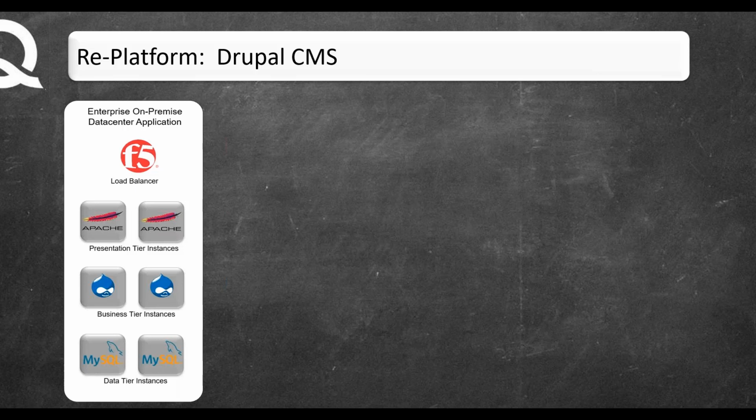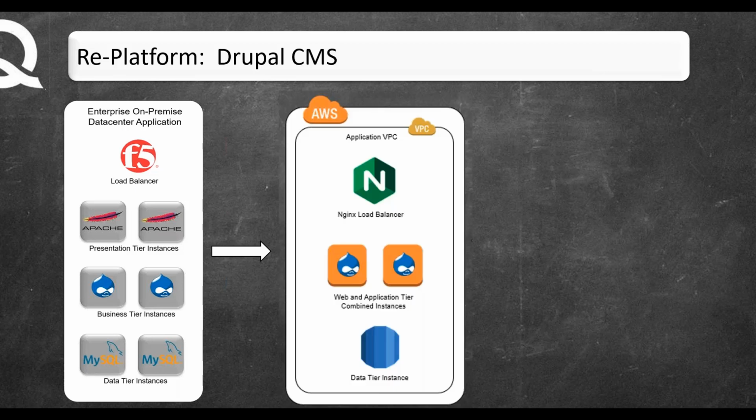You've got the front end, the presentation tier, if you will, with the Apache web server. You've got some application logic in the business tier. That's where we have the Drupal application residing. And then you have a MySQL database running in the data tier. And then what this company is going to do with a re-platform strategy is go into the AWS cloud and start to select different nodes and instances that make sense for that organization.